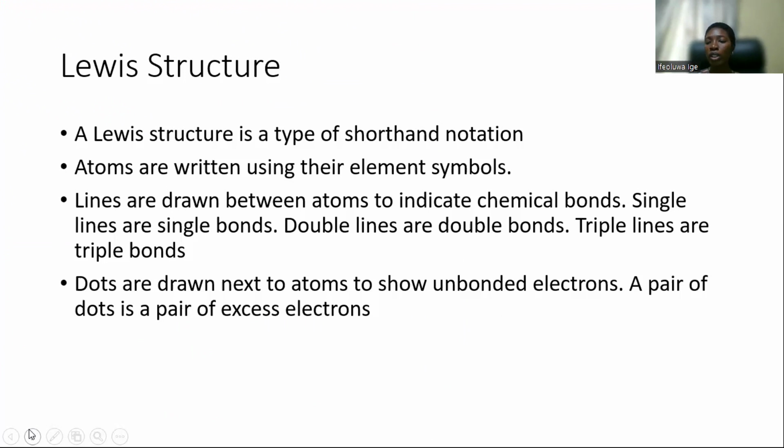Also, lines are drawn between the atoms to indicate the chemical bonds. A single line represents a single bond, a double line represents a double bond, while a triple line represents a triple bond. Then dots are drawn next to atoms to show unbonded electrons. Lone unbonded electrons are also known as lone pair electrons. A pair of dots is a pair of excess electrons.